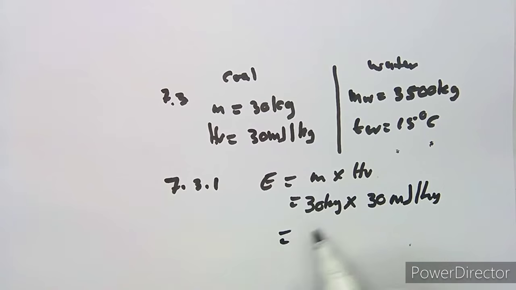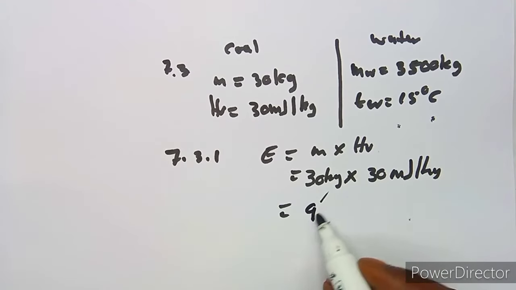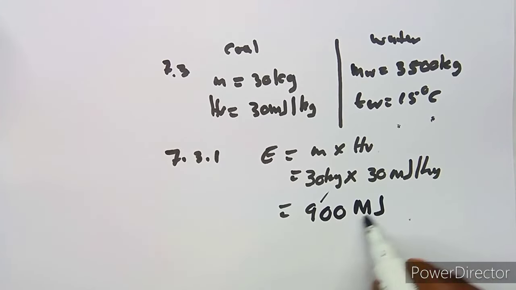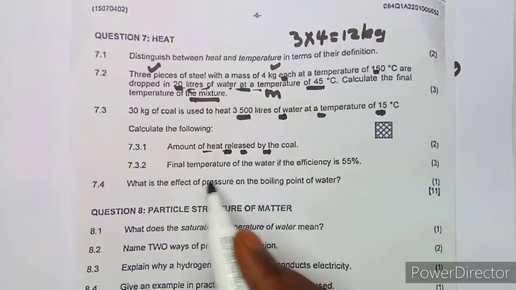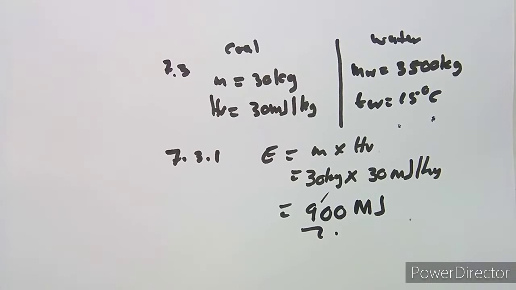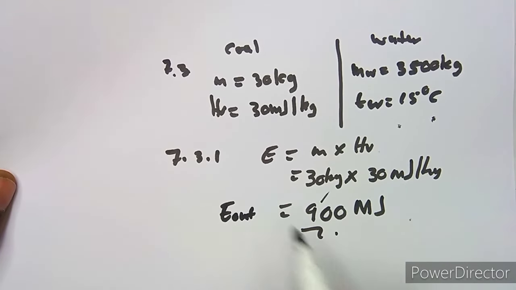So as you can see, kg and kg will cancel because this is kg and this is over kg, so it's gonna be 30 times 30, which is going to give us 900. Okay, and this is megajoules. All right, the final temperature of water if the efficiency is 55%. So if there is an efficiency of 55%, what does that mean? This E here is the amount of heat released by coal. So this is our output energy, or just like output power, because it's just like output power over input power.